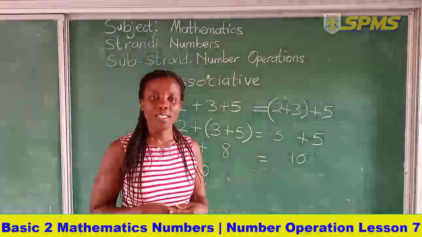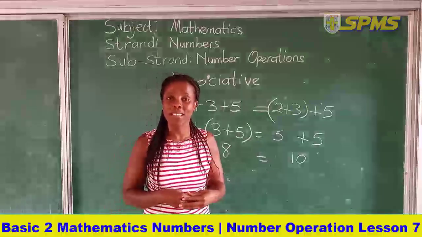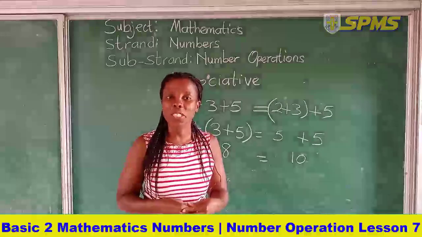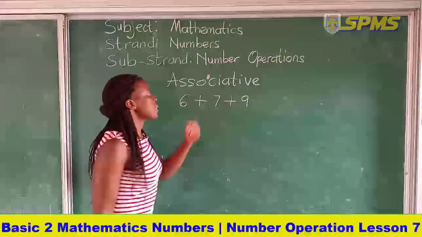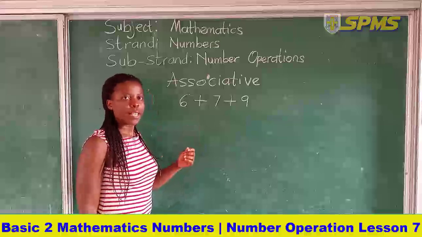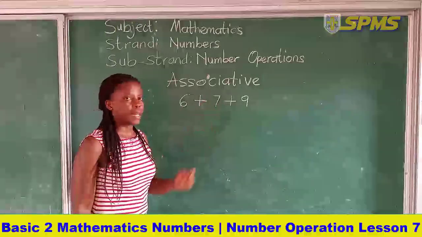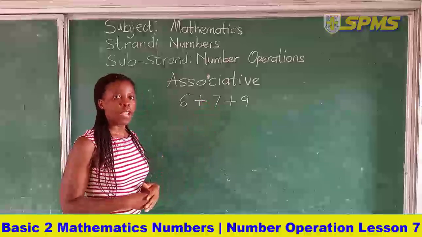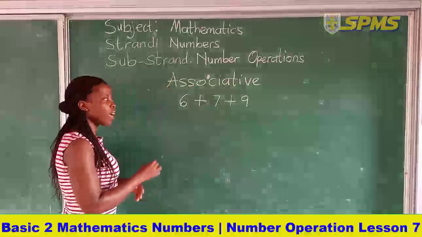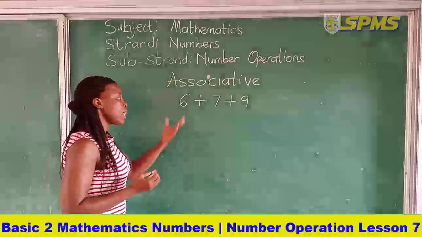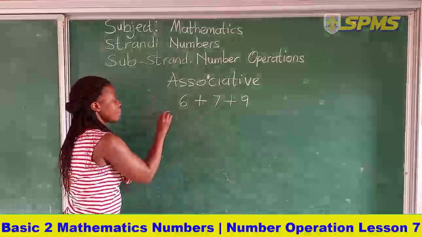Good. Let us try another example for you to get used to it. We are trying the associative property of addition. Okay, this is another addition sentence on the board: 6 plus 7 plus 9. Let us try and then bring in the associative property of addition over here. So I'm going to put the 6 and the 7 in a bracket and leave the 9 outside.